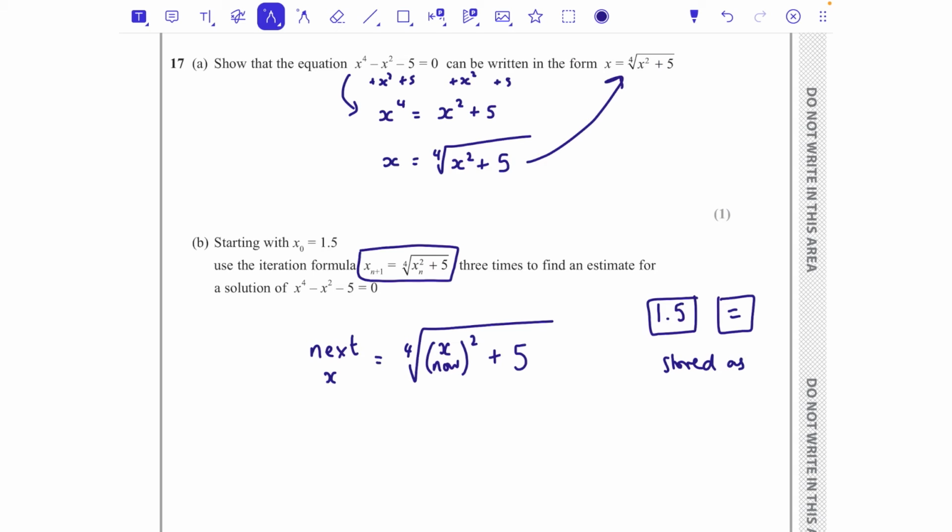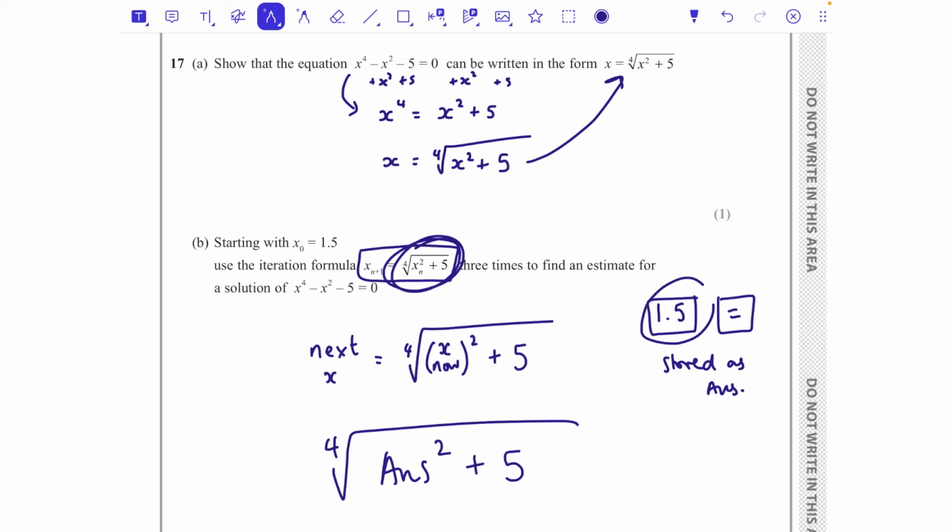So 1.5, hit equals so that it's stored as the answer. There we go. And then all I'm going to do is type this in my calculator. So I'm typing the fourth root of my answer squared add 5, because then it will just take this 1.5, square it, add 5, do the fourth root, and then get me the next one. And then if I hit equals again, it'll get me the next one, and so on. So I'm going to do the fourth root in my calculator of the answer squared add 5, hitting equals.